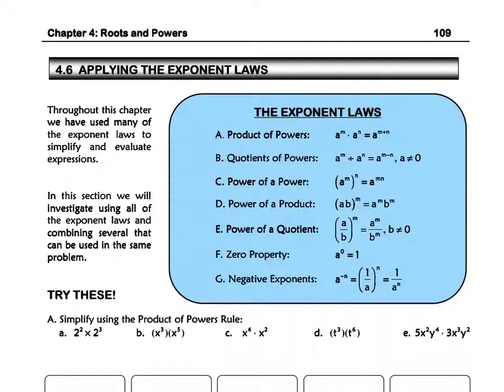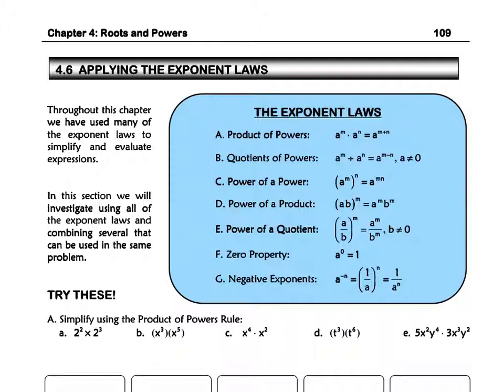Product of the powers: if you have two power terms being multiplied with the same base, then you can add the exponents. And the second one, quotients of powers. If you have two terms being divided by each other with the same base, you can subtract the exponents. And the restriction there is that the base cannot be 0, because then you would be dividing by 0.